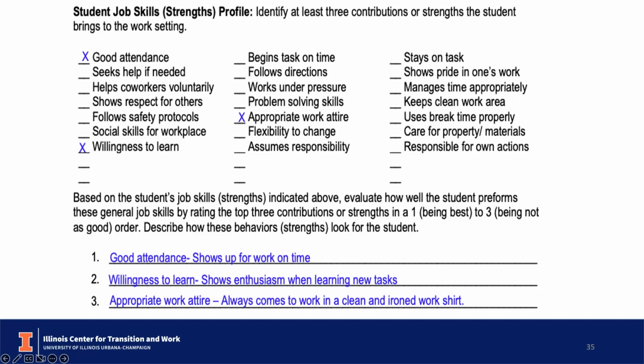I said those in the correct order, but they aren't necessarily going to be in the correct order. And something I really love about this form is if you know your student's strength is something that is not listed here, there is plenty of space for you to add things, and you can customize it to your student.